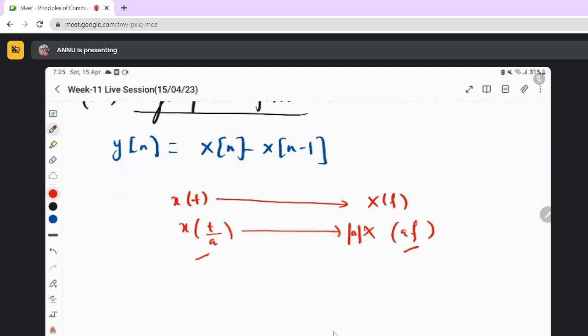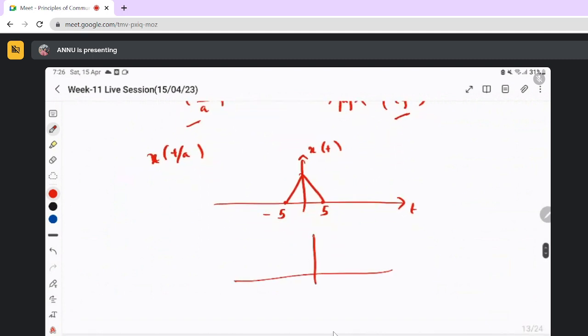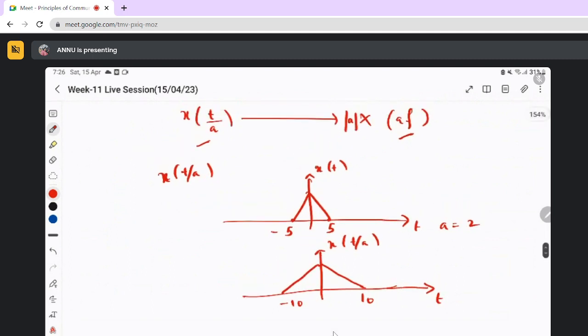This term I was not remembering. So what is this, x(t by a)? Suppose x(t) extends from minus 5 to 5, and a is 2. Then x(t by a) will extend from minus 10 to 10, and the spectrum will be compressed. If you expand the signal in the time domain, the spectrum in the frequency domain will be compressed, and vice versa. So this is all about scaling in the frequency and time domain.